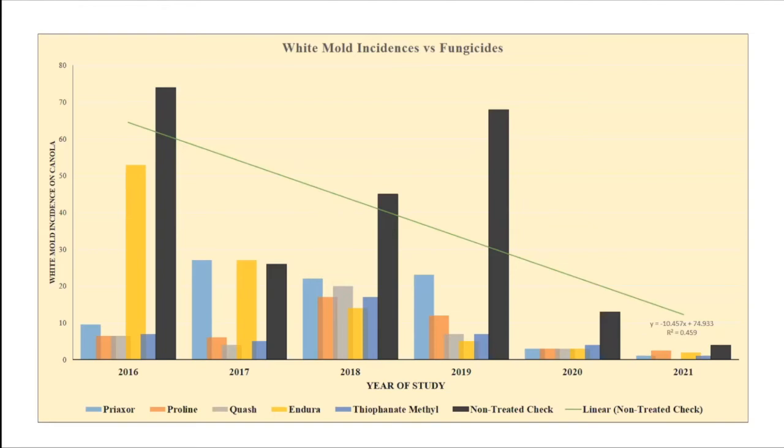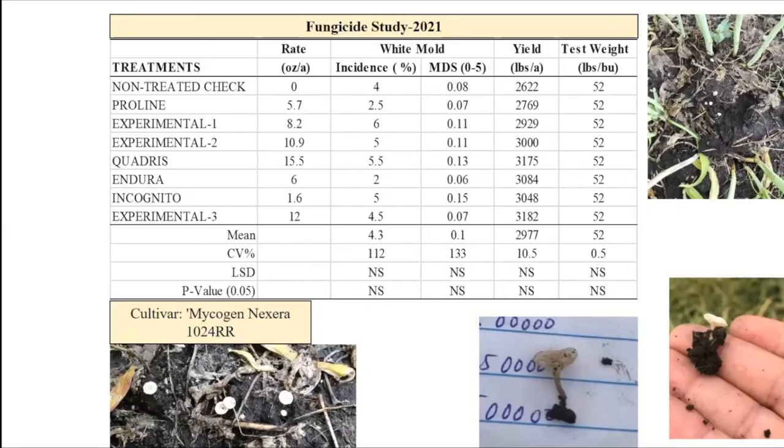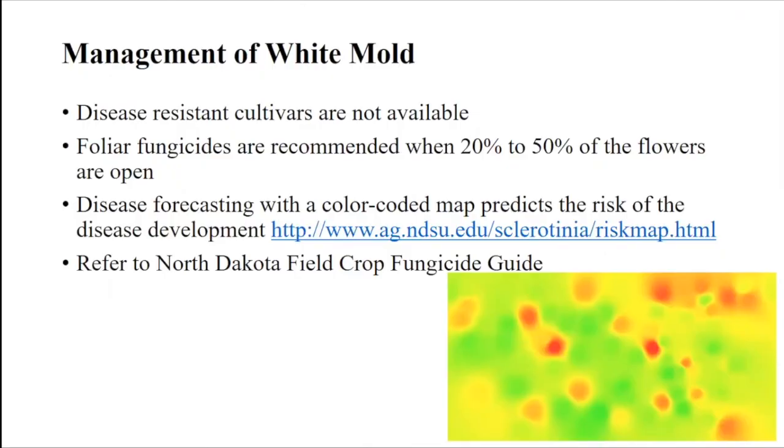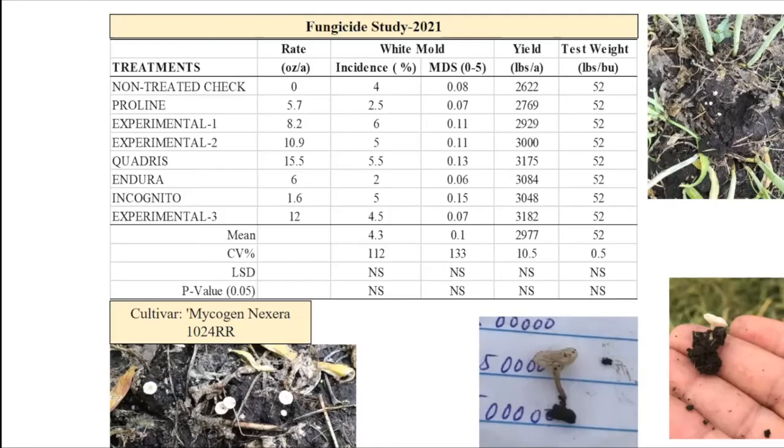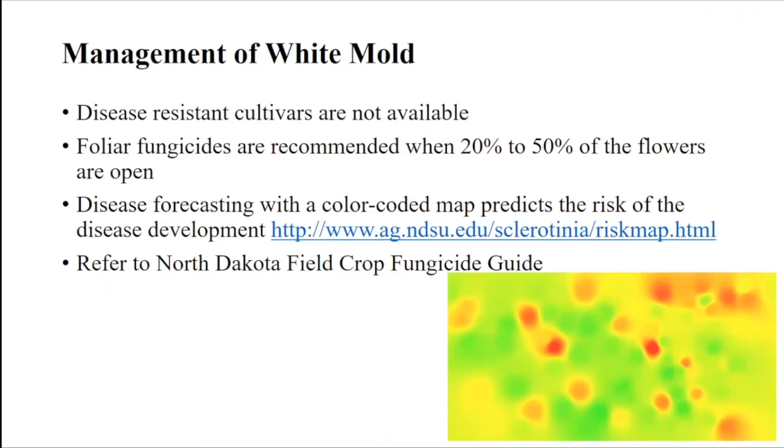I used a trend line to predict next year's. If it is a wet year, the prediction won't work. But if it is a dry year, we will be having less than negative 10% of white mold incidence. So it's just for fun I put that in. Coming to my yields, even though my yields are non-significant, I have around 5,000 pounds in my good fungicide treated treatments.